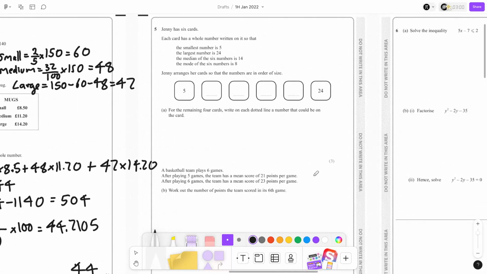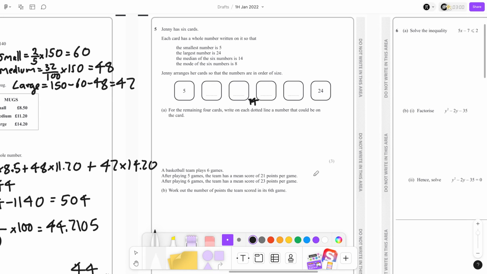Okay, Jenny has 6 cards. The smallest number is 5. The largest number is 24. Yeah, that's written on. The median of the 6 numbers is 14. So between there and there, the middle is 14. So they could both be 14, or they've got to be either side. So the average of those two is 14, i.e. that they add up to 28. So when you divide them, they get to 14.